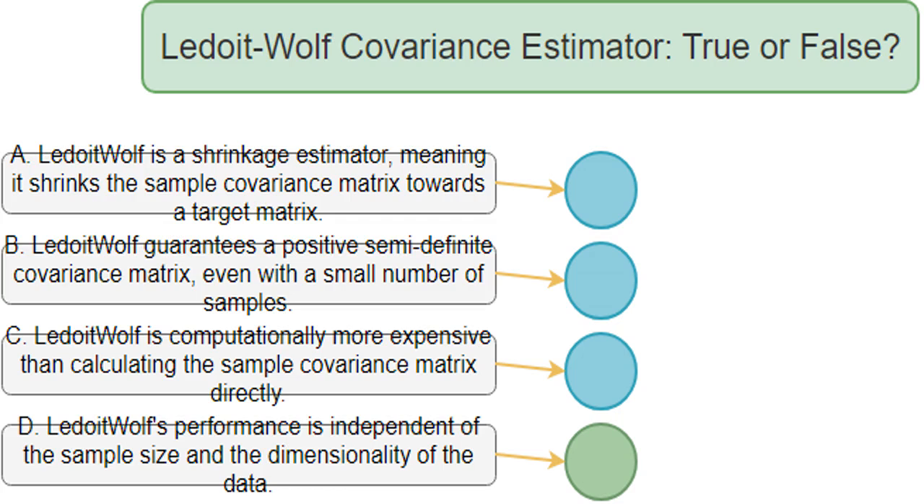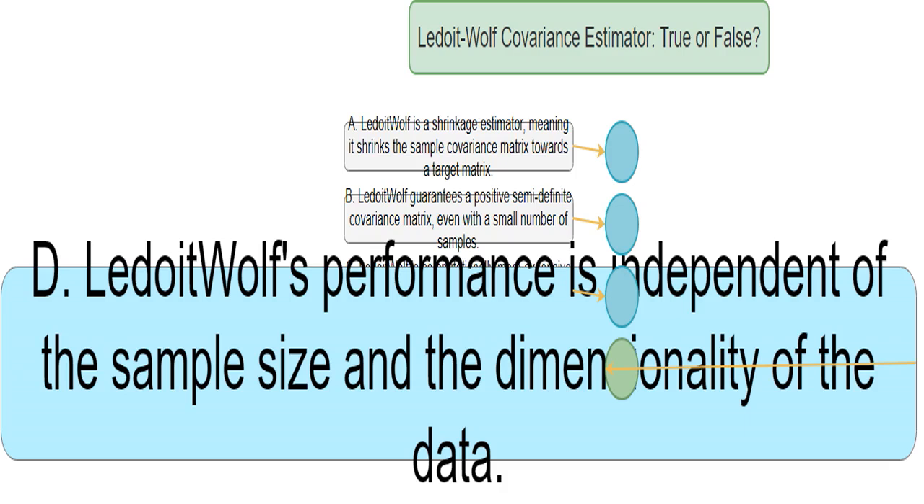I've observed this to be true. LedoitWolf uses shrinkage, meaning it takes the standard sample covariance and shrinks it closer to another, more stable matrix, like a scaled identity matrix. This helps avoid unreliable estimates when dealing with high dimensions and few data points. I must say this is false. The entire point of LedoitWolf is to improve performance in situations with many dimensions and few samples. Its performance is absolutely dependent on these factors. It's designed to handle just those tricky scenarios.